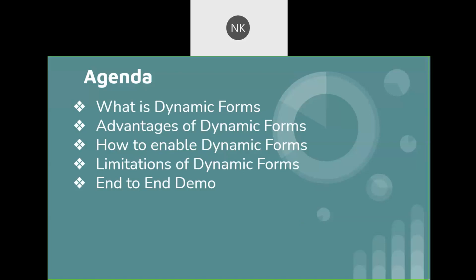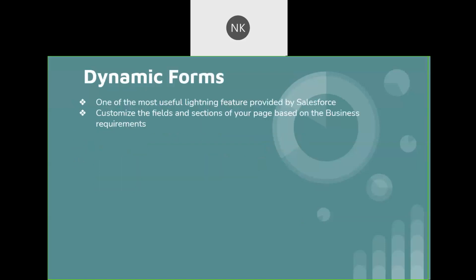Now let us try to understand the definition of a dynamic form. Dynamic form is one of the most useful Lightning features provided by Salesforce. Using dynamic forms, you can customize the fields and sections of your page based upon your business requirement. You can define the layout of the record page that contains certain fields and sections, and you can also show or hide those sections and fields based upon your business criteria. This is something which is not possible using your page layout.